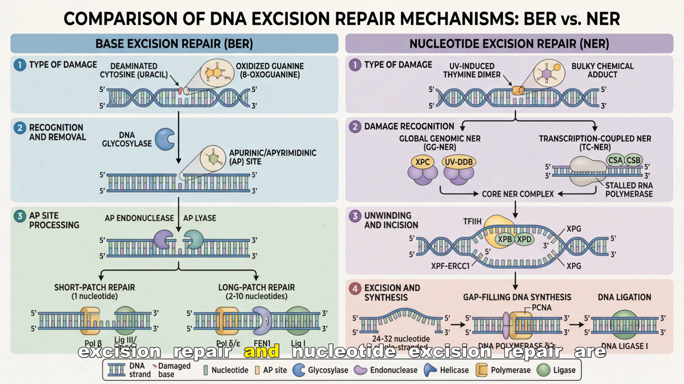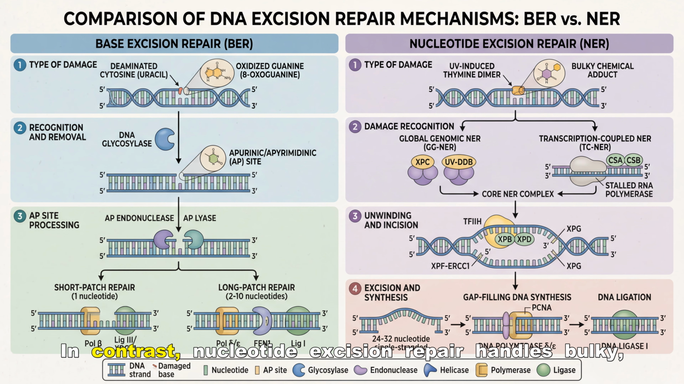Base excision repair and nucleotide excision repair are key mechanisms that correct specific types of DNA damage. Base excision repair targets small, non-helix distorting lesions, such as deaminated or oxidized bases. A DNA glycosylase removes the damaged base, creating an abasic site, which is then processed by endonucleases, DNA polymerase, and ligase to restore the correct sequence.